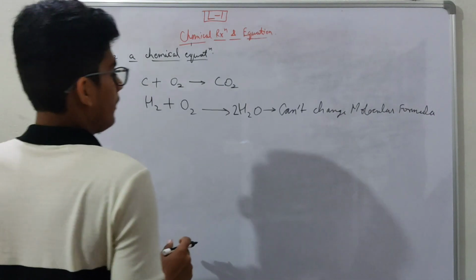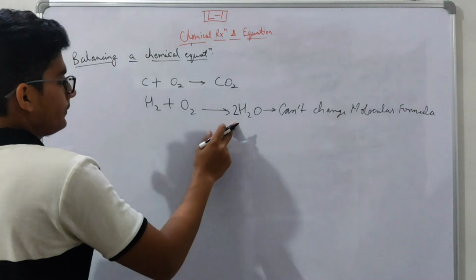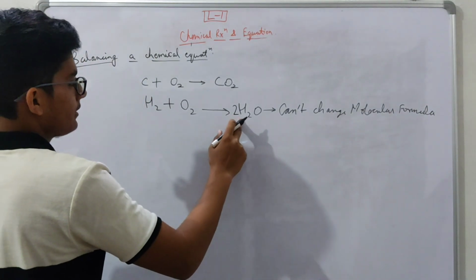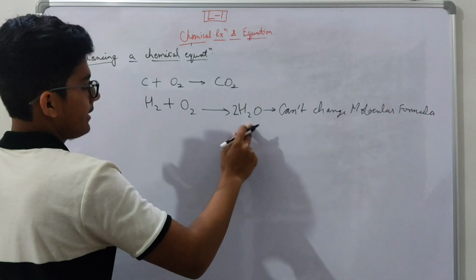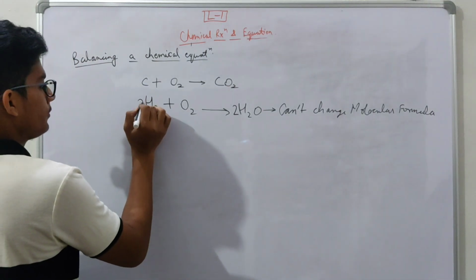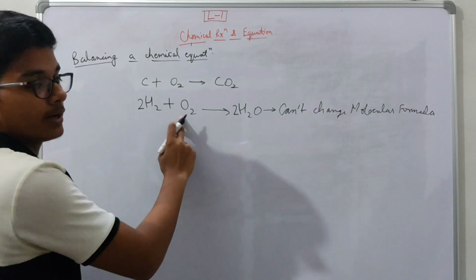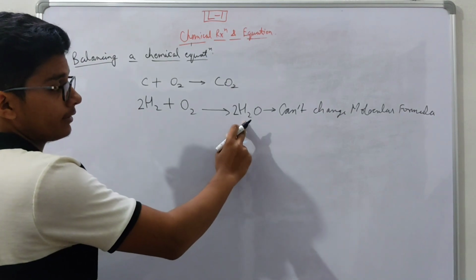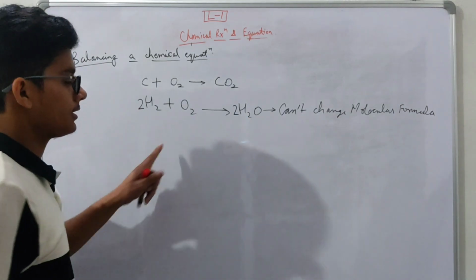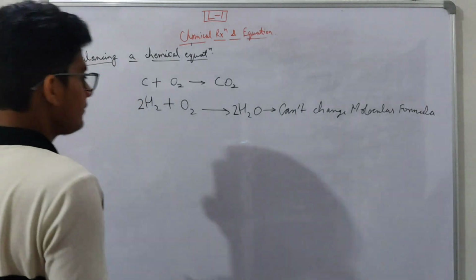Okay, so we will put 2 here. Now you can see that there are 4 hydrogen on the right hand side, so we will multiply by 2 in hydrogen. So now you can see clearly that here is 4 hydrogen, here is 2 oxygen, here is 4 hydrogen, and here is 2 oxygen. So this equation is balanced.